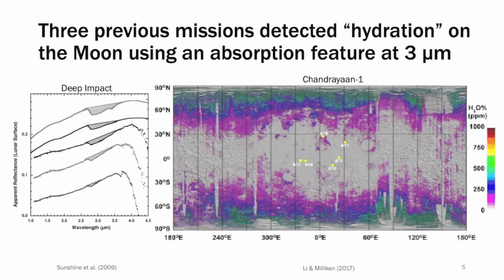All right, so there were 3 moon missions. They were the Indian Chandrayaan-1, there was Deep Impact, and then one that I'm forgetting, LRO, Lunar Reconnaissance Orbiter, and they all detected hydration on the moon. And they did that through spectroscopy. So here are some spectra.